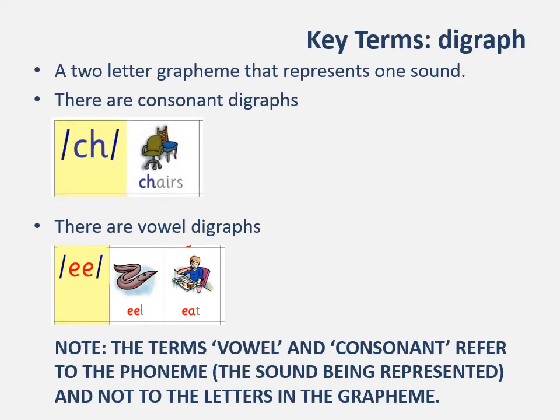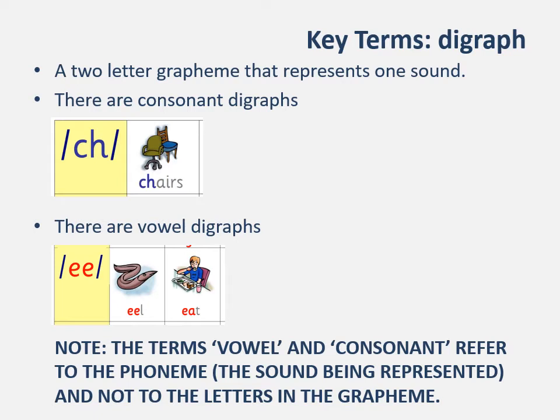So our next key term is digraph. And a digraph is a two-letter grapheme that represents one sound. And there are consonant digraphs and there are vowel digraphs. So let's look at the consonant digraph. It is a consonant digraph not because of the letters that are in it, but because of the sound that they represent. So the C and H, yes, they're both consonants, but when they are written together, we make the sound ch, and ch is a consonant. So those two letters, making the single sound, are a consonant digraph. They make a consonant sound.